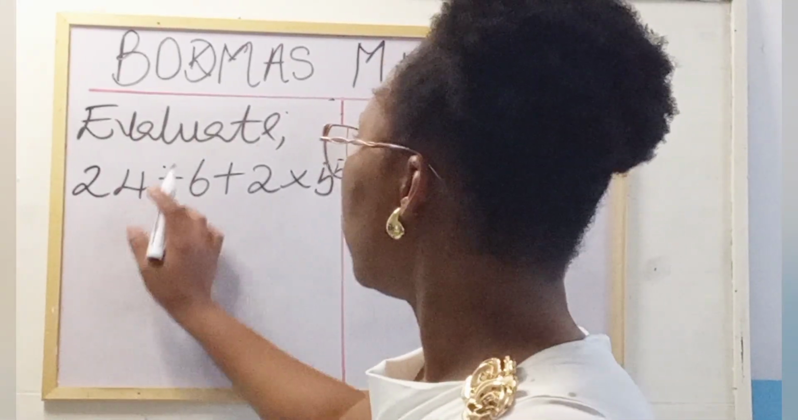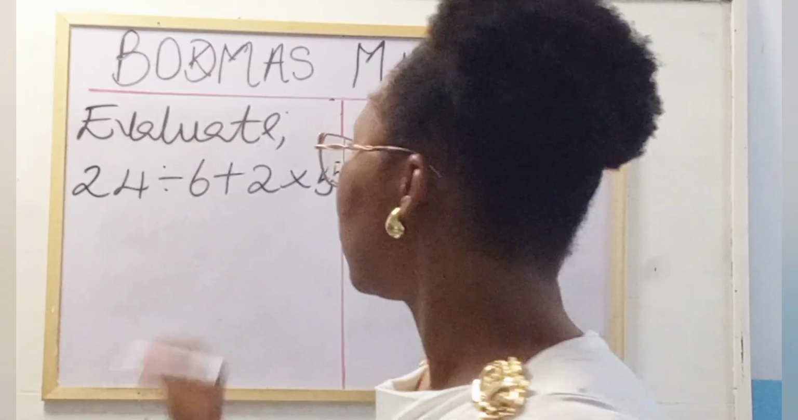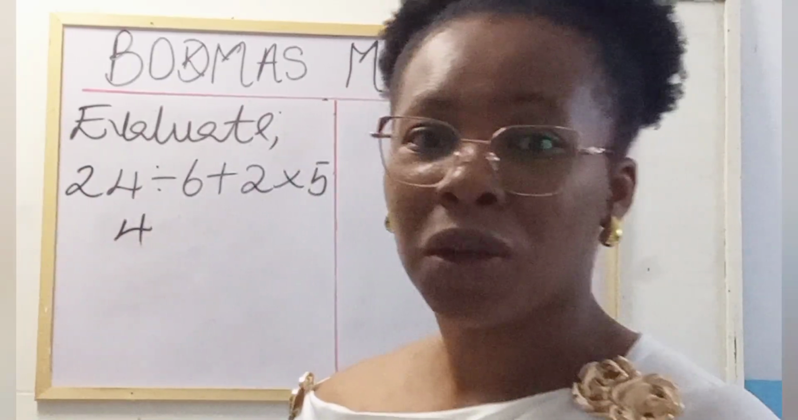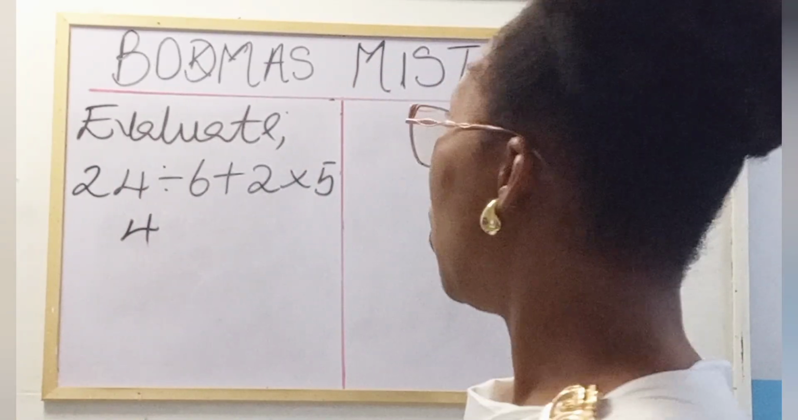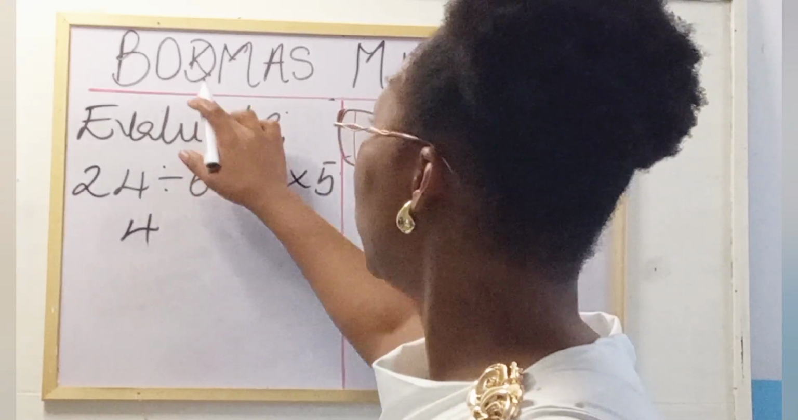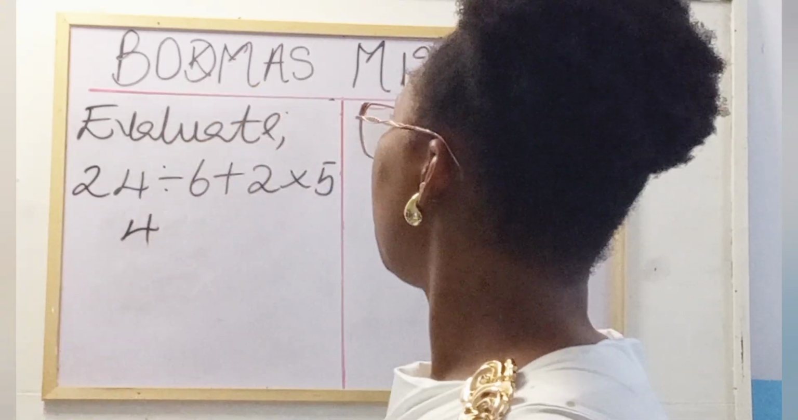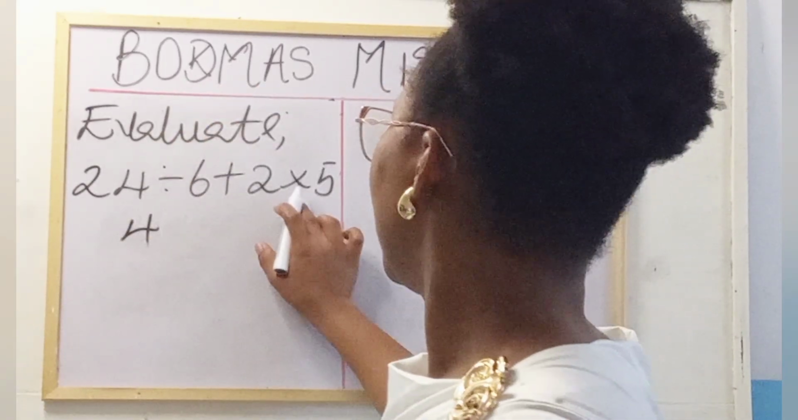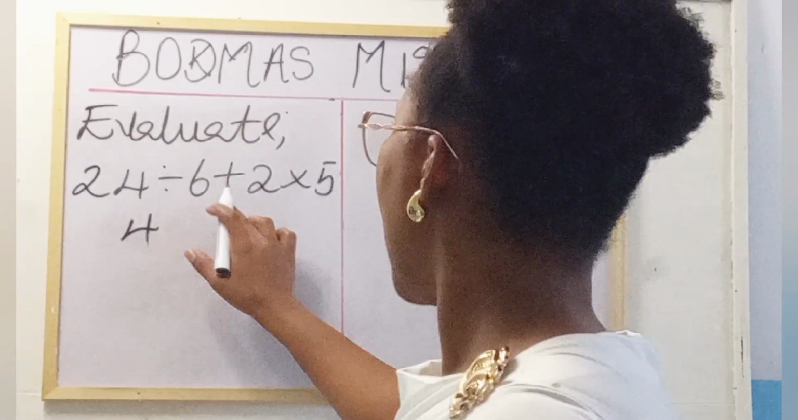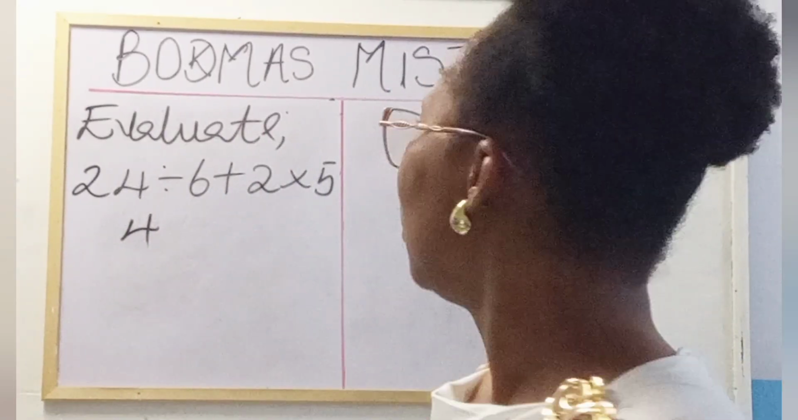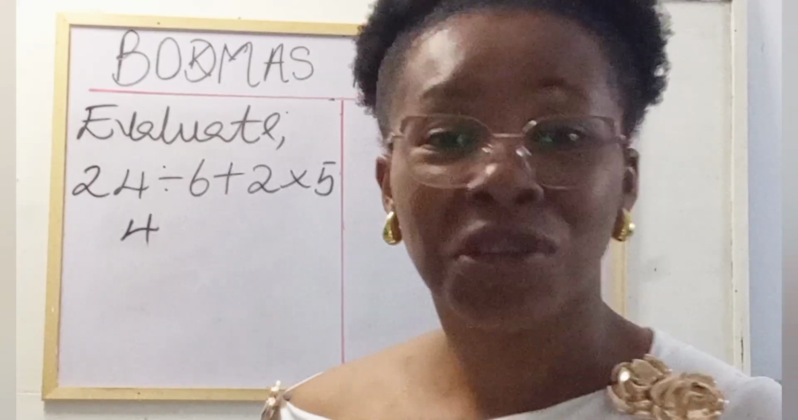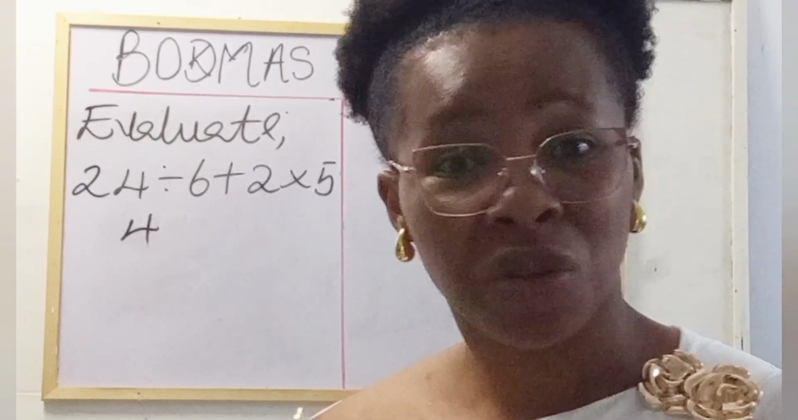So 24 divided by 6 will give you what? 4. Because according to BODMAS rule, BODMAS says that you have to first of all do the division before you multiply, and finally you add. So you don't have to add before you multiply, you have to follow the rule.